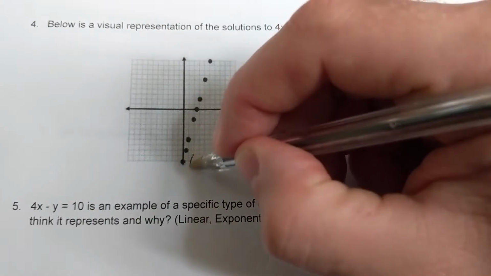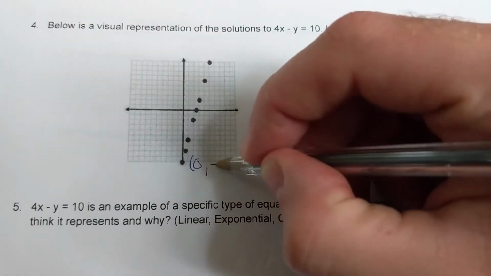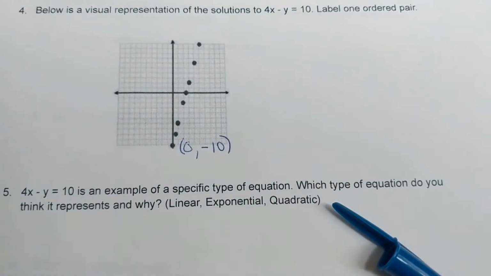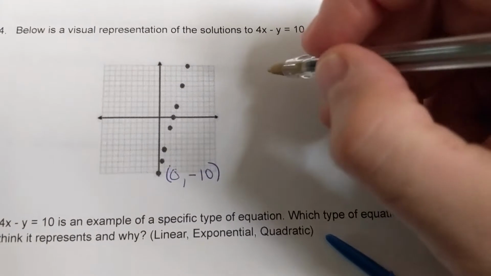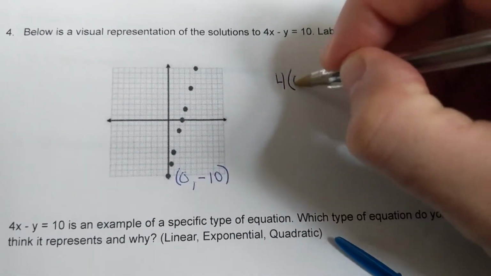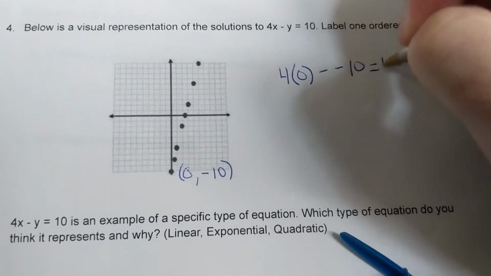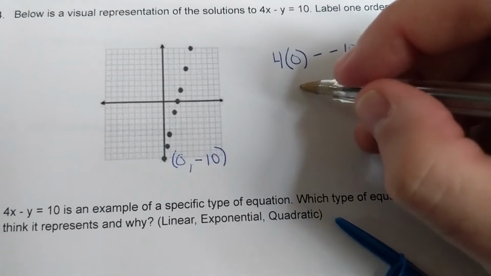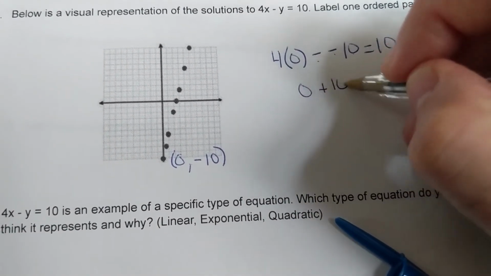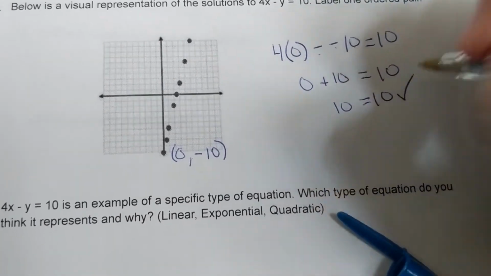So if we look at this, we have 0, comma, -10 as this ordered pair. If I plug that in, my x is 0, so instead of 4 times x, I'll have 4 times 0, minus my y, and my y is -10. So just to check it, 4 times 0 is 0, minus -10. We can change two negatives to a positive. So is 0 plus 10, 10? Yeah, that's 10 equals 10, so that worked.